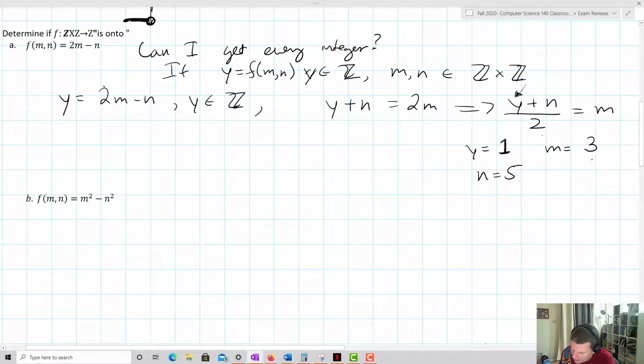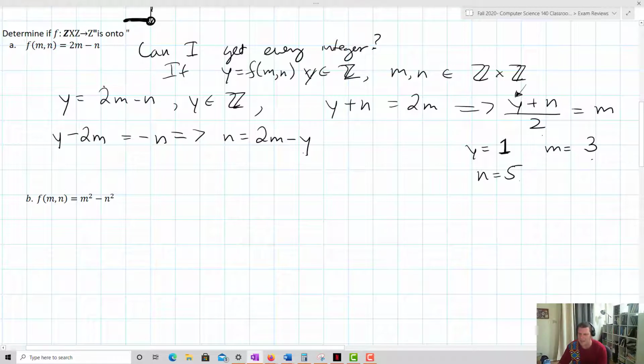Totally works, okay? Are there any values that we could choose where we're not going to be able to get any y's? I don't think it's going to actually work out. If we make it y minus 2m equals negative n, this then gives me that n is equal to 2m minus y. As long as n is equal to 2m minus y, we're actually going to be able to get any y that we want. It's going to end up working really well for us.